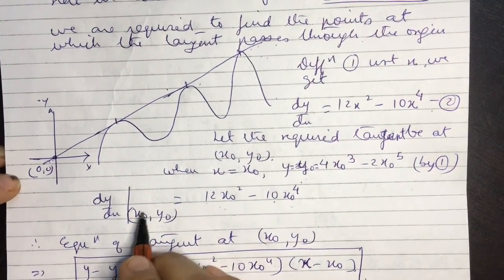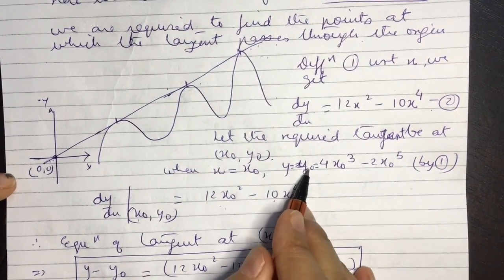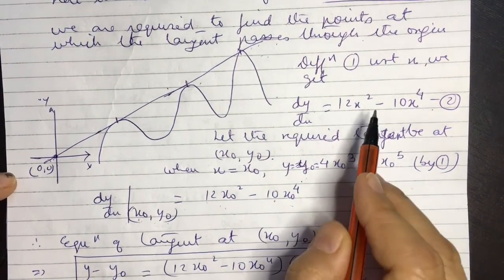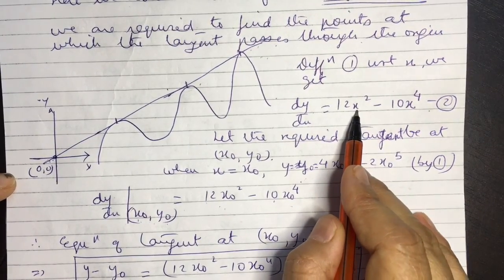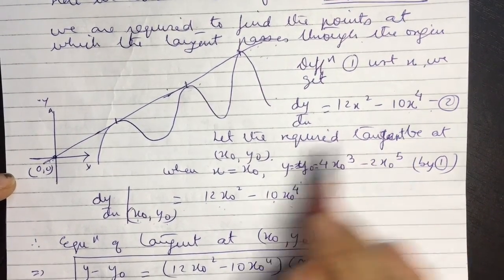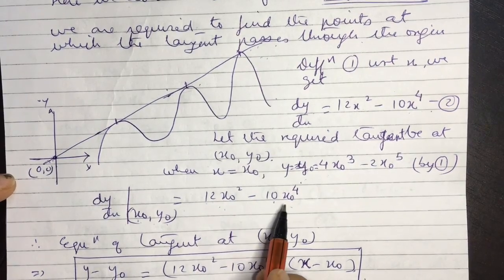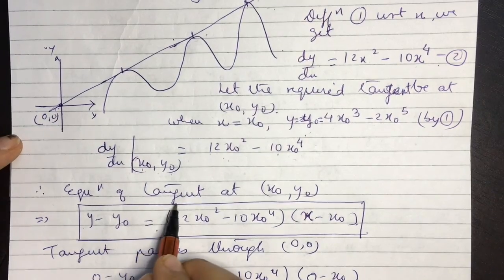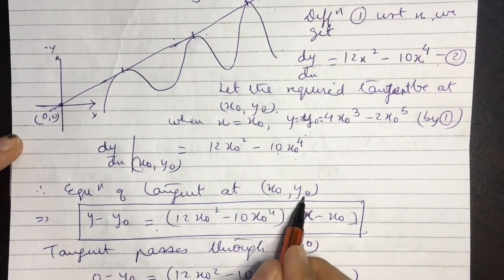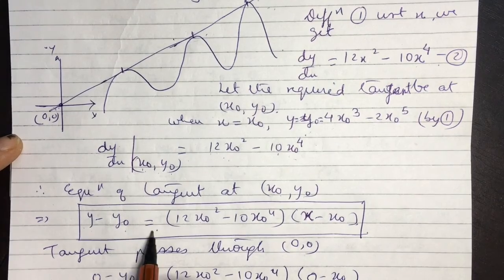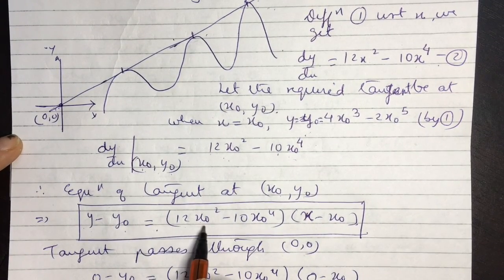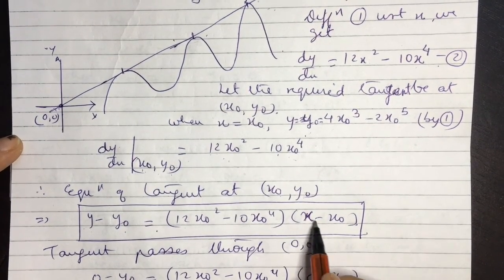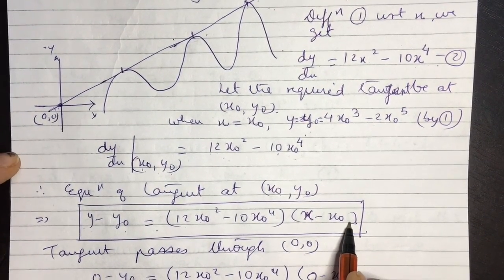Now, finding the slope at the point x0, y0, we get dy by dx at x0, y0 is equal to, just simply substituting x0 in place of x here, 12 x0 square minus 10 x0 raised to power 4. Therefore, the equation of the tangent at x0, y0 will be y minus y0 is equal to the slope, which is 12 x0 square minus 10 x0 raised to power 4, times x minus x0.